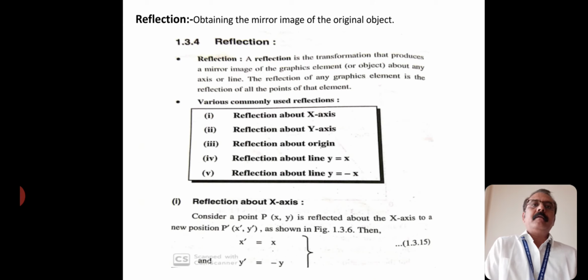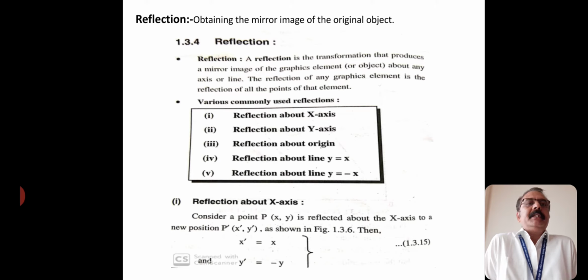Now the next transformation is reflection. It is also called mirror transformation. It is nothing but obtaining the mirror image of the original object. Reflection can be achieved about any axis or any line. There are different types of reflection transformation or mirror transformation.